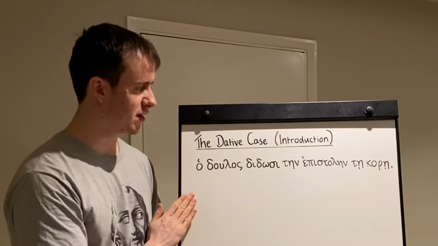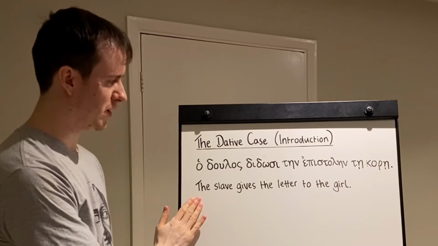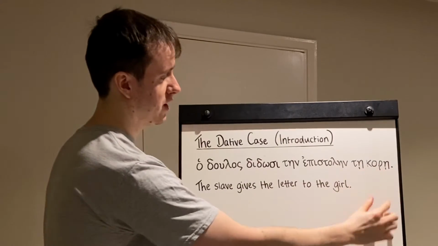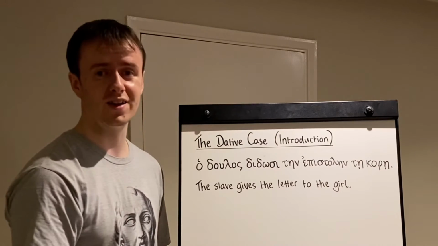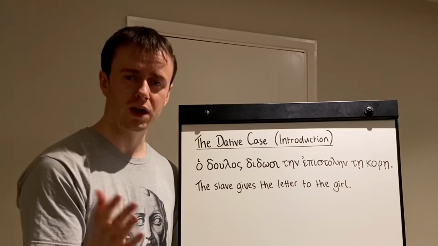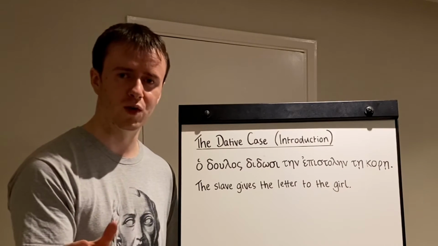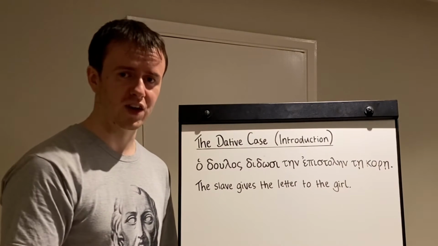And so we would translate this sentence as the slave gives the letter to the girl. Once again, the dative here was being used to indicate the indirect object, since the girl is the person to whom something is being given. But like I said, please bear in mind that the dative can be used to mean either to or for in senses other than that of the indirect object.